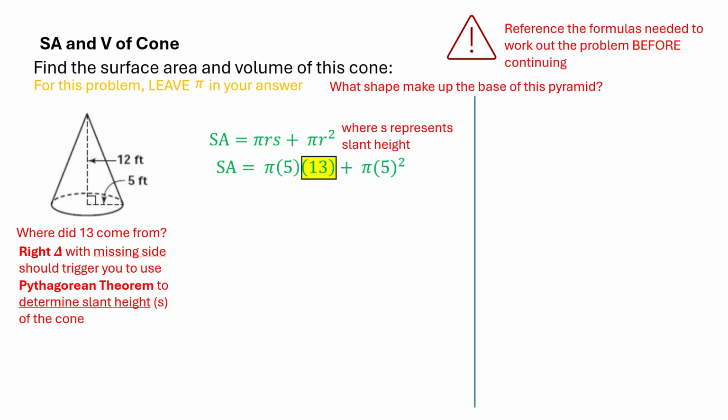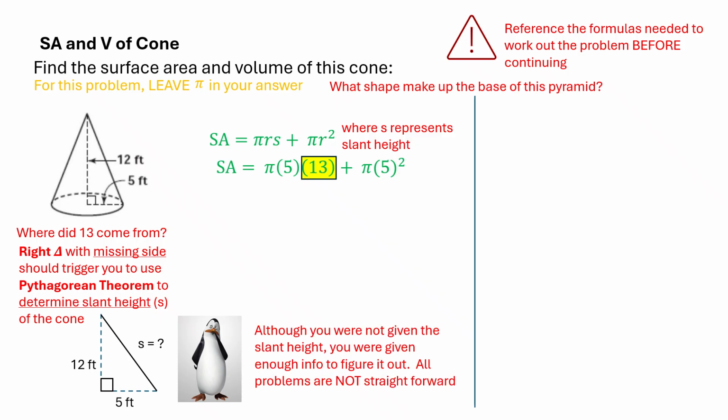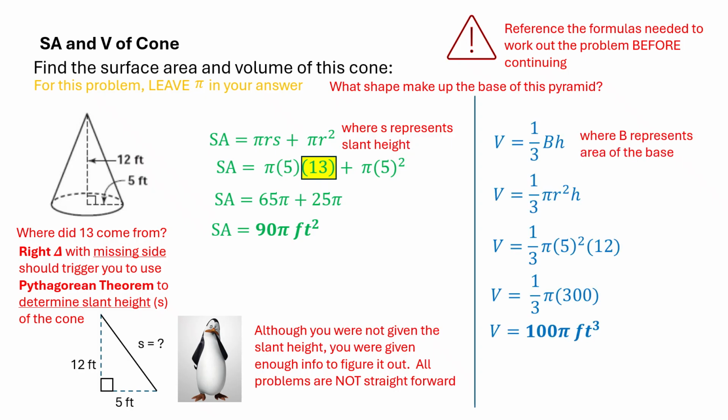If you look carefully, there's a right triangle with a missing side inside the cone within our picture. And this should trigger you to use Pythagorean theorem, which will help you determine the slant height of the cone. So you remember Pythagorean theorem, a squared plus b squared equals c squared. Even though you weren't given the slant height in this problem, you were given enough info to figure it out. All problems are not straightforward. Did you get it right?